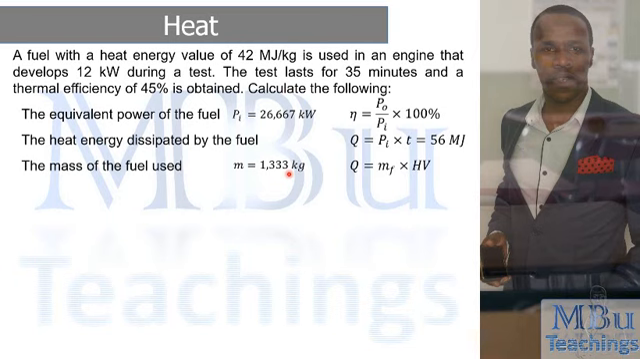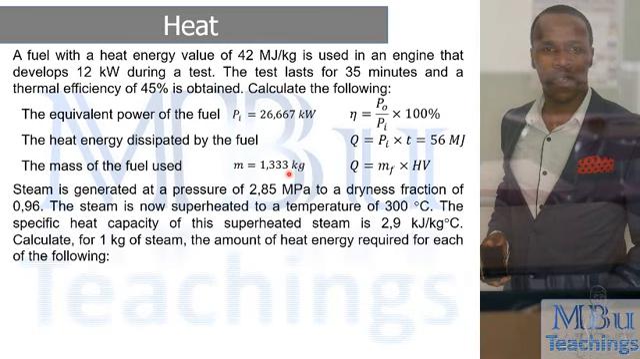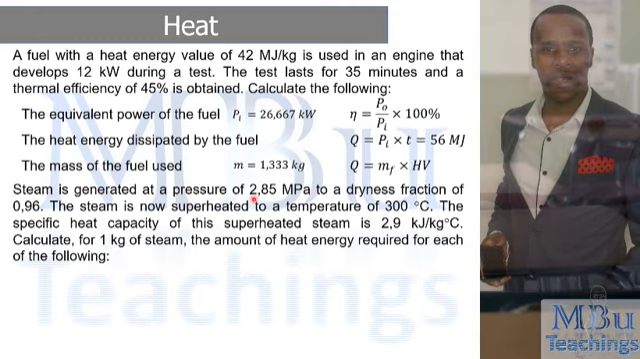Alright, then let's move to the next example. Steam is generated at a pressure of 2.85 megapascals. Now, the moment we talk about steam, that means we are in the section of steam, the last section in this module. Mega means 10 to the power 6. Steam is generated at 2.85 megapascals to a dryness fraction of 0.96.